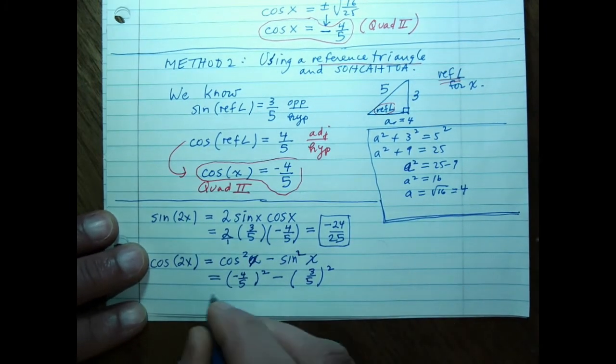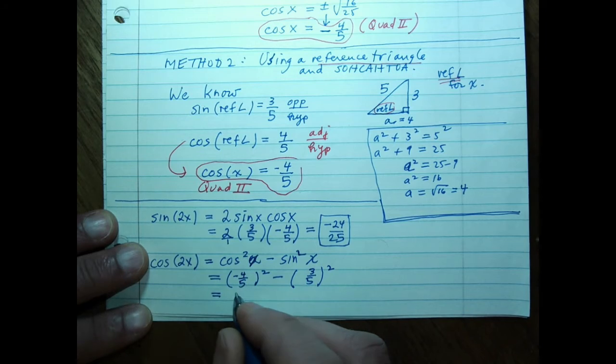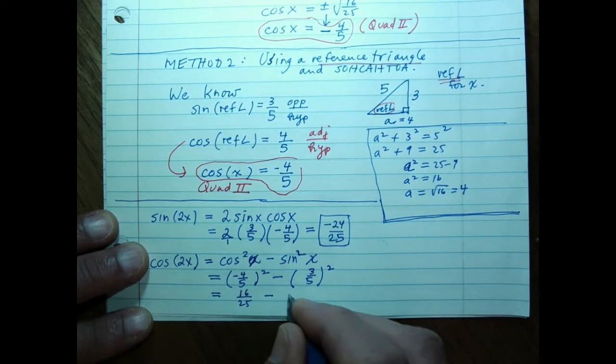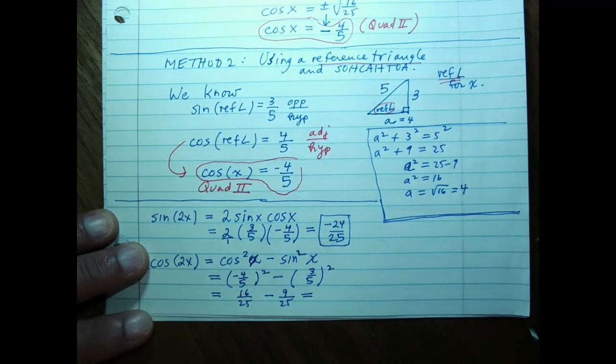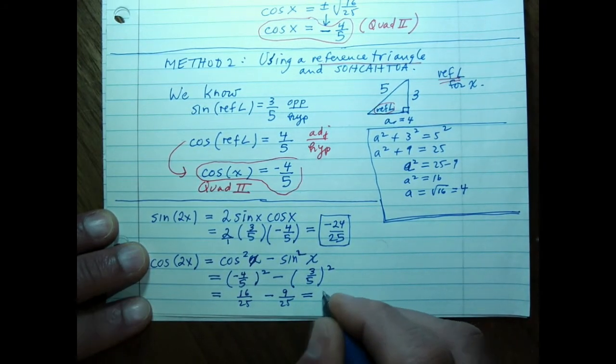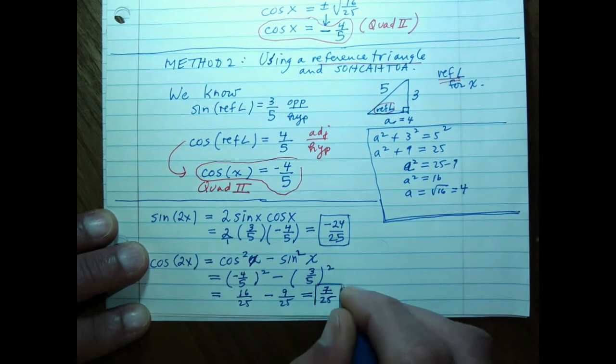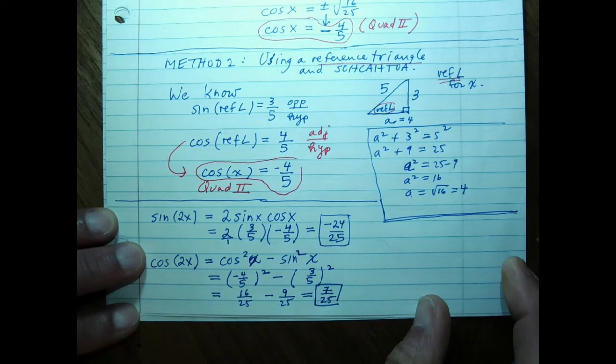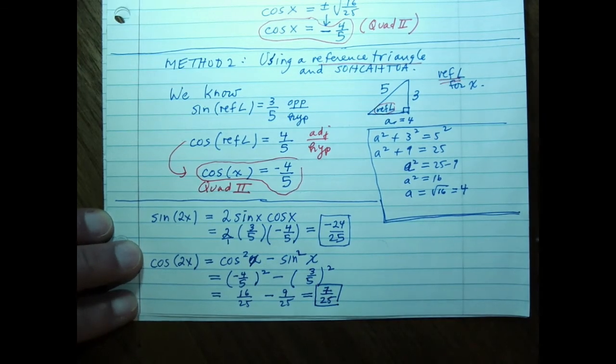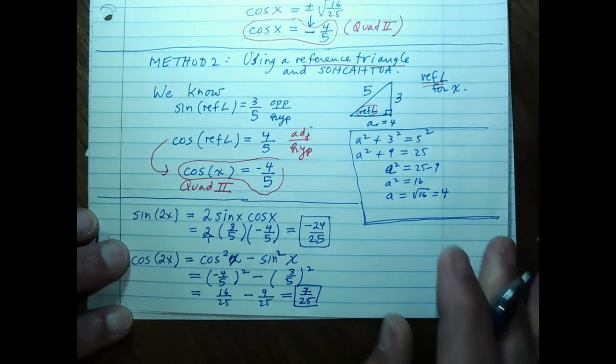I think I can fit this on here. We're going to have positive 16/25 minus 9/25. 16 minus 9 is 7, so 7/25 from that identity. Okay, and can I squeeze it onto this piece of paper here?